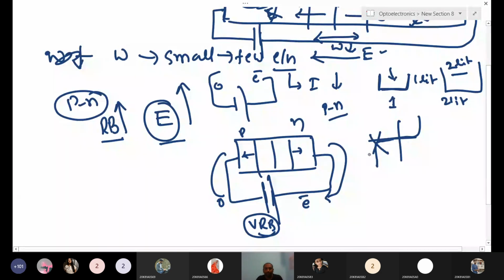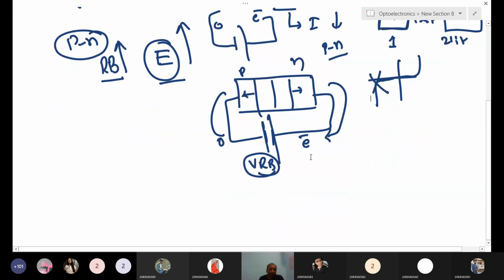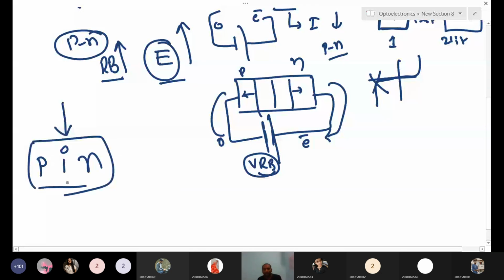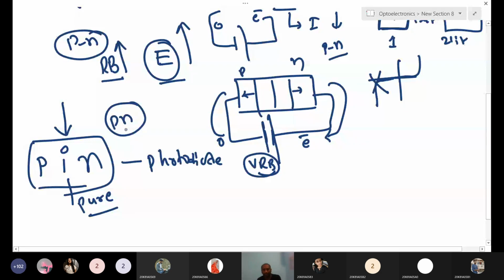So using this we can increase only up to a certain value. To overcome this drawback, what we are doing is inserting an intrinsic layer in between the P and N regions. We are adding one more layer, that is intrinsic. Intrinsic means it is a pure semiconductor. We are not adding any dopant or acceptor atoms. That is how the PIN photodiode came. Already we have the PN photodiode, but because of its drawbacks, low responsivity, low depletion width, low active area, and high recombination loss, we developed another photodiode, the PIN photodiode.